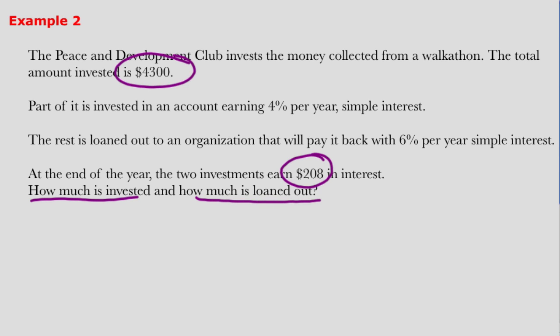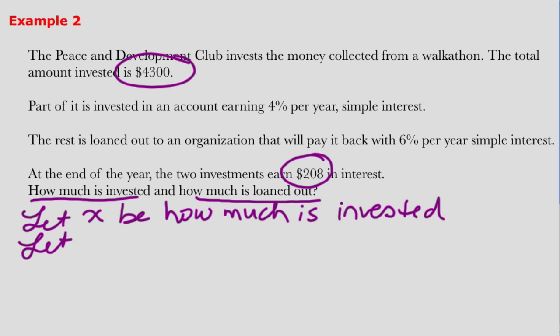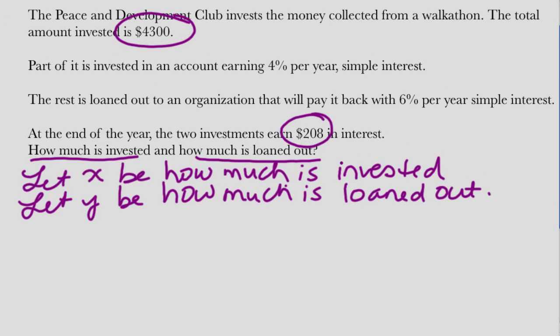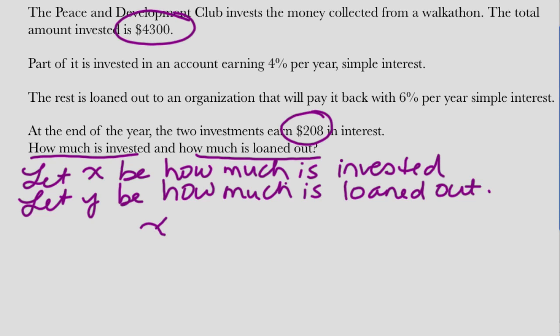So what I might do is say let X be how much is invested and let Y be how much is loaned out. Okay, so we have our let statements to start off. The first thing is, when we look at the total amount that they had, the Peace Development Club had $4,300. So I know however much they invested plus how much they loaned out, the total is $4,300. That's what they had to work with in the beginning.